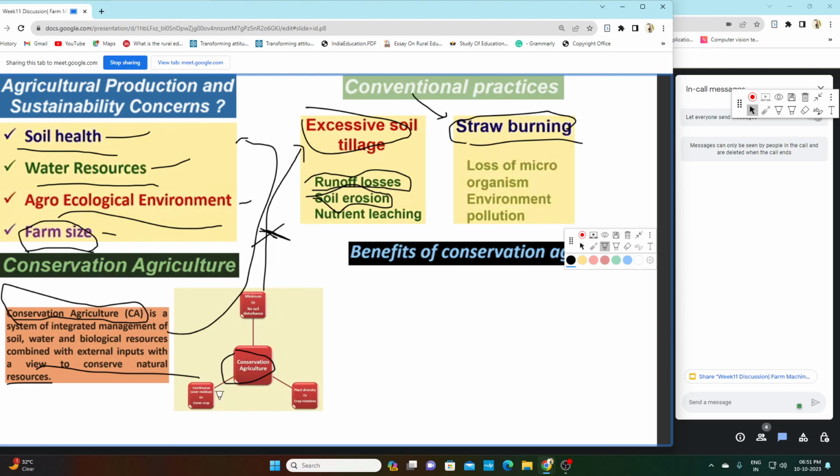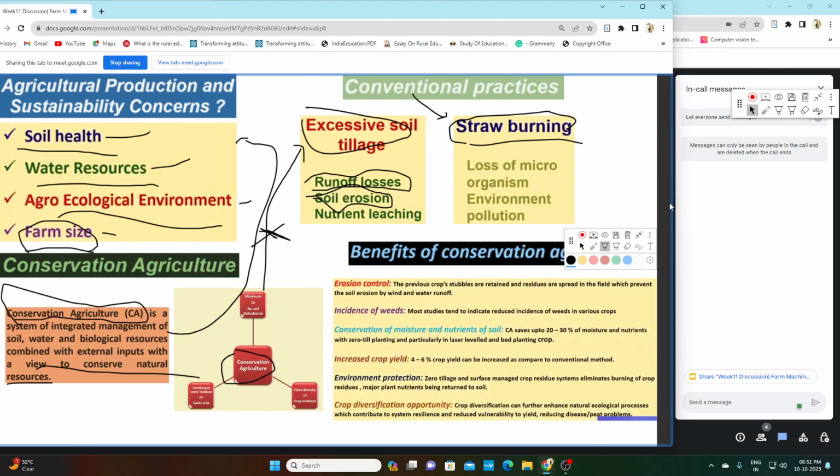Third is continuous cover residue or cover crop. Whenever we keep continuous cover residue or cover crop on the soil, it will prevent soil erosion, and it will also prevent runoff losses. So these are some of the key features of conservation agriculture.